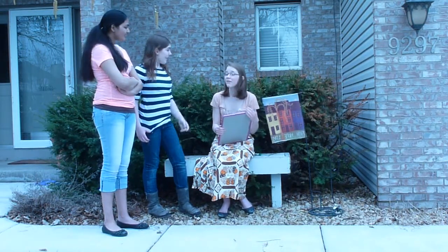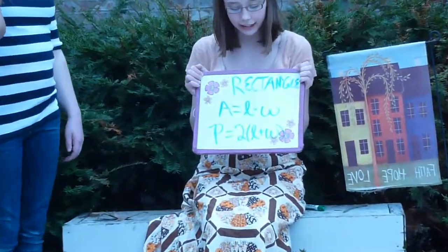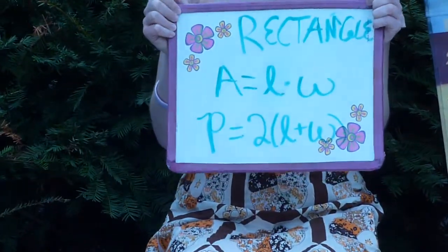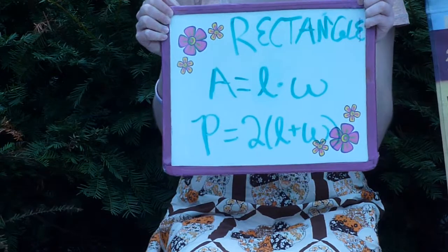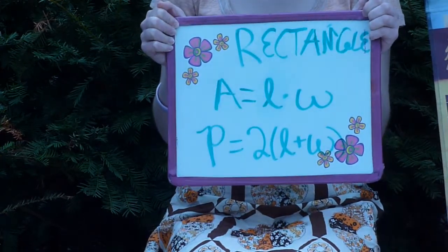For a rectangle, I use two formulas, one for perimeter and one for area. Perimeter is the length all around the figure. Area is the number of non-overlapping congruent square units that can fit inside the figure. The two formulas I use are A equals L times W, where L means length and W means width. Then for perimeter, I use 2 times (L plus W). L and W mean the same thing.